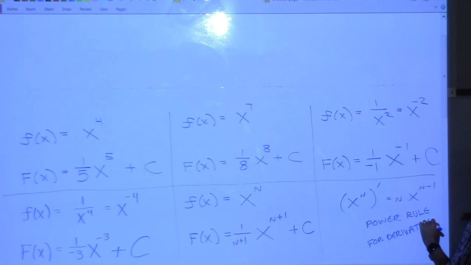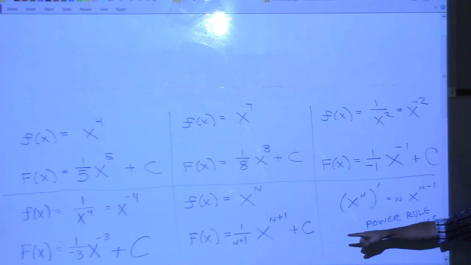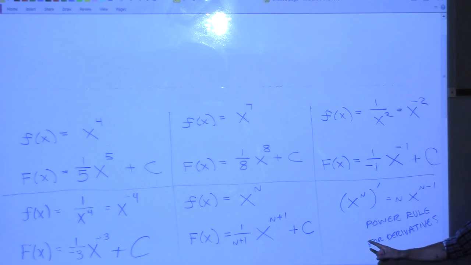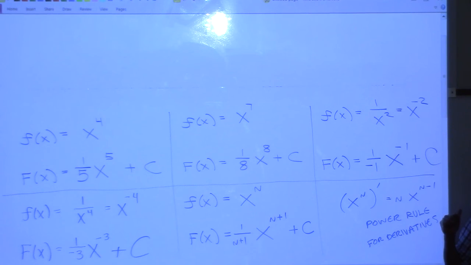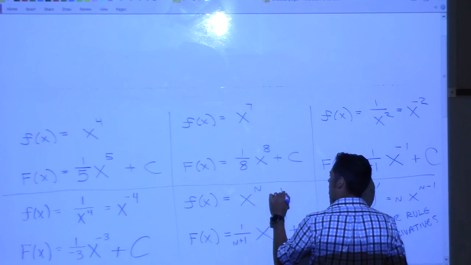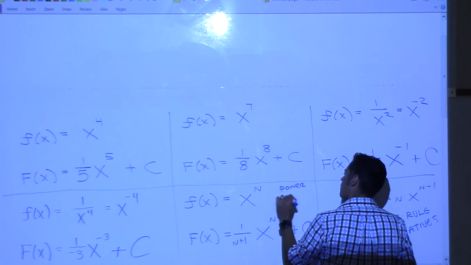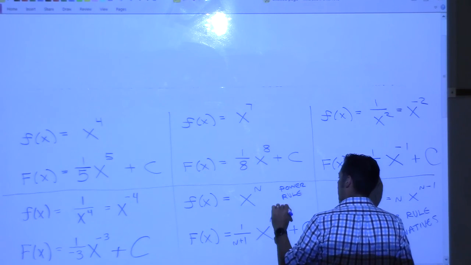What do you think we call that? The power rule for antiderivatives, okay? It is a generalization of the power rule for finding antiderivatives. So this is going to be the power rule for antiderivatives.